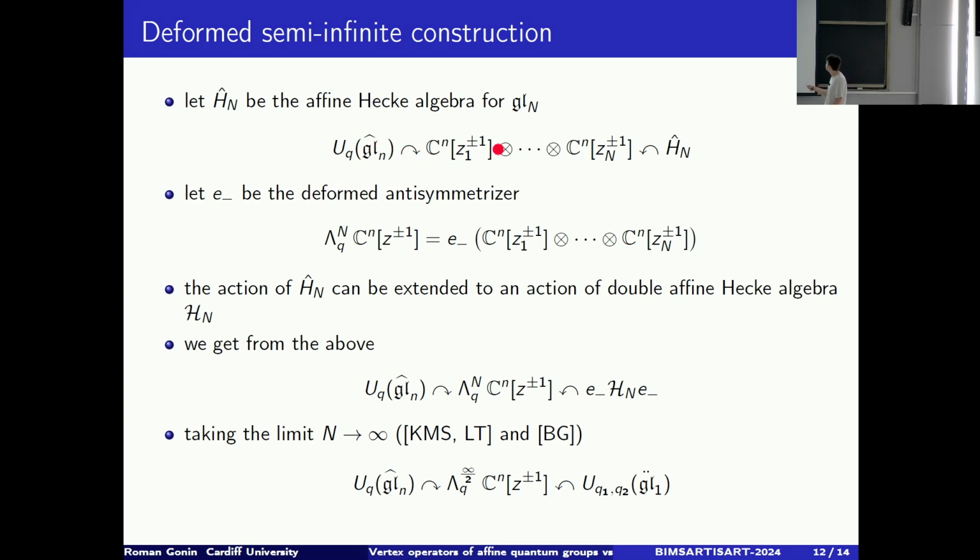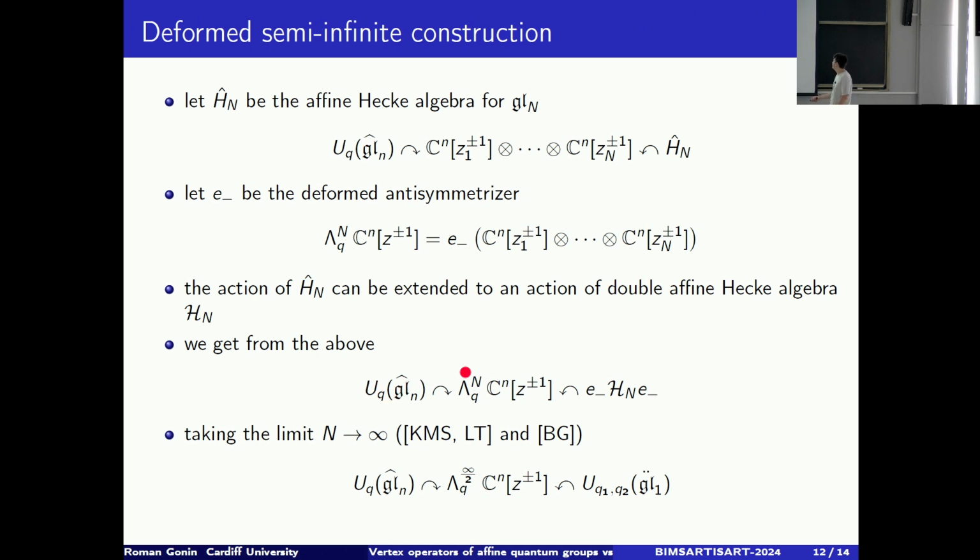We started from affine Schur-Weil duality. We take a tensor product of evaluation representations, and there's quantum affine GLN and the affine Hecke algebra acting on the same space. We can also take a deformed antisymmetrizer and take a deformed exterior power. And the action of the affine Hecke algebra can be promoted to an action of the double affine Hecke algebra by an explicit formula, and it's not unique. It's where n prime appears in the game.